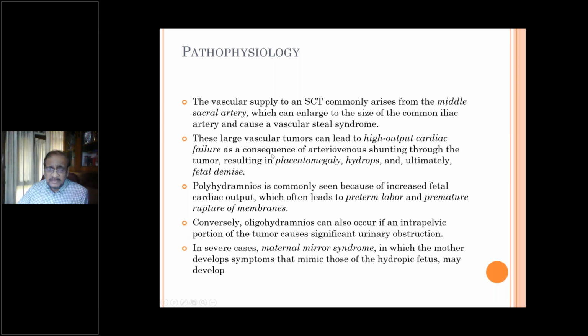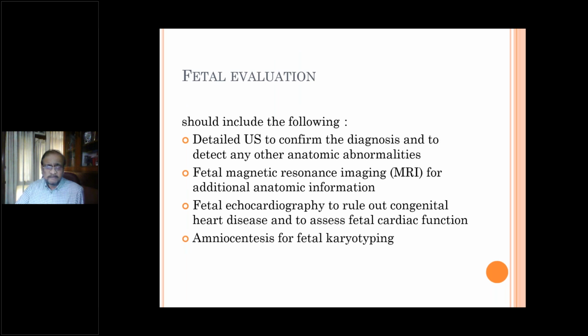So these large vascular tumors can lead to what? High output cardiac failure. They can lead to placentomegaly, hydrops, polyhydramnios. They can lead to oligohydramnios. Both can develop. And in severe cases, a maternal mirror syndrome, which basically means what? This mirrors what? The mother develops symptoms that mimic those of the hydropic fetus. And that's why it's known as a maternal mirror syndrome, right?